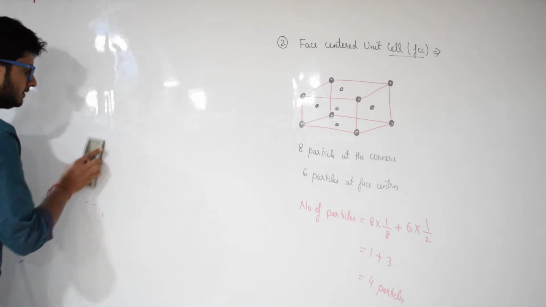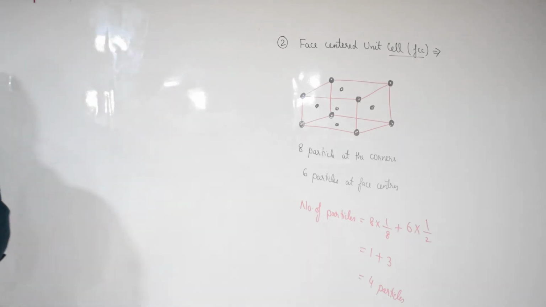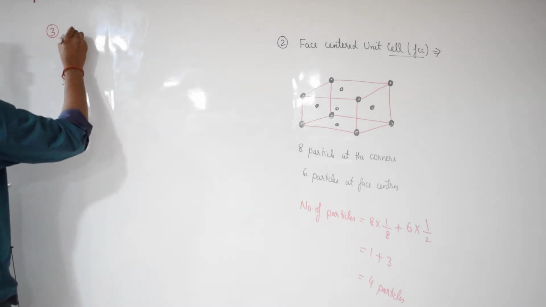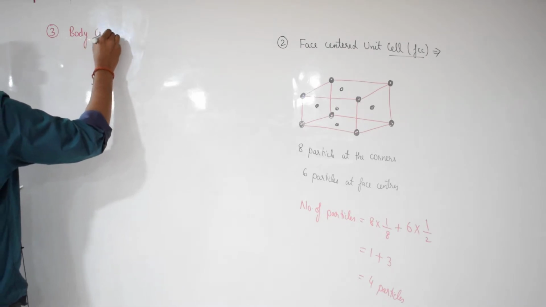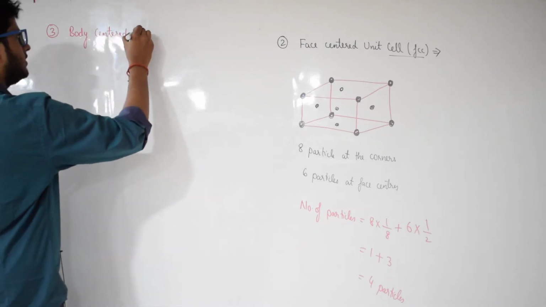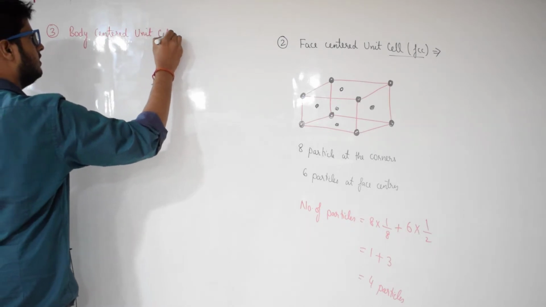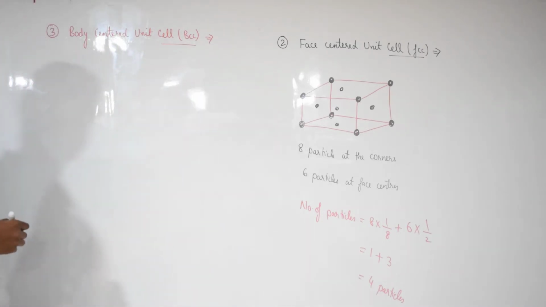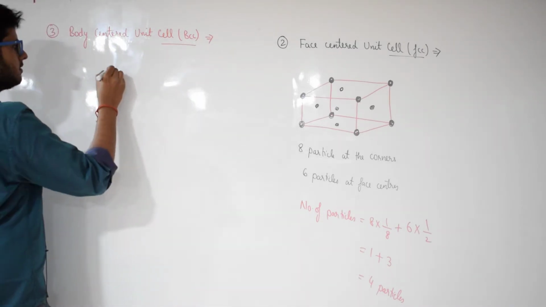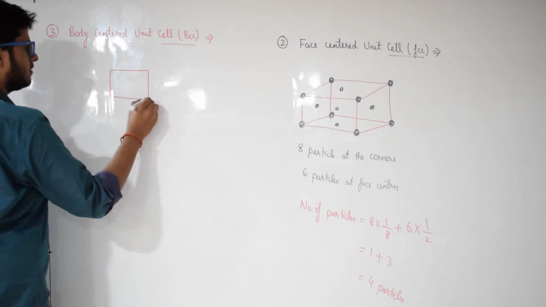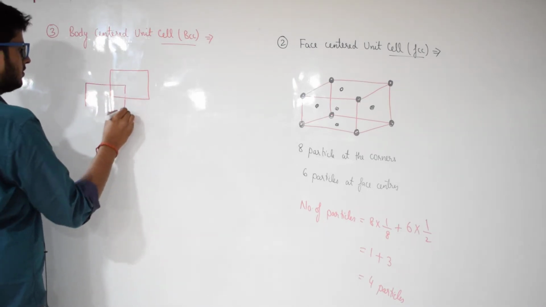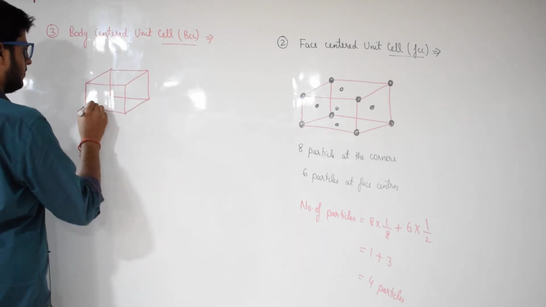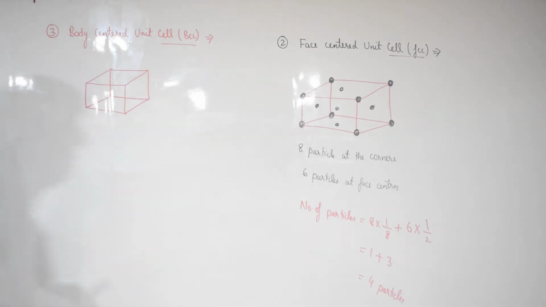Now, the next one would be body centered or BCC arrangement. Body centered unit cell, or it is also known as BCC arrangement. So, let us have a diagrammatic view of BCC arrangement. Now, let this be a BCC arrangement or BCC unit cell.